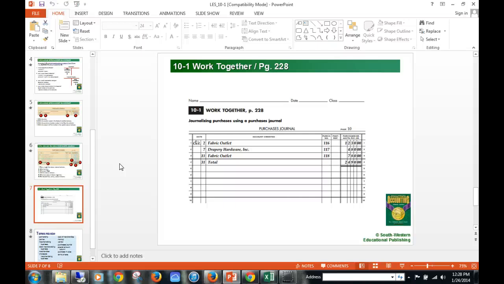It says using the current year, journalize these transactions on page 10 of the purchases journal. So first thing we know to do is to put this as page 10. It says on October 2nd, we purchased merchandise on account from Fabric Outlet for $1,230. Purchase number is 116. So we have Fabric Outlet, our purchase number, and the amount of $1,230. It also says that we purchased merchandise from Drapery Hardware for $480 under purchase number 117. Fabric Outlet on the 11th, purchase number 118 for $780.